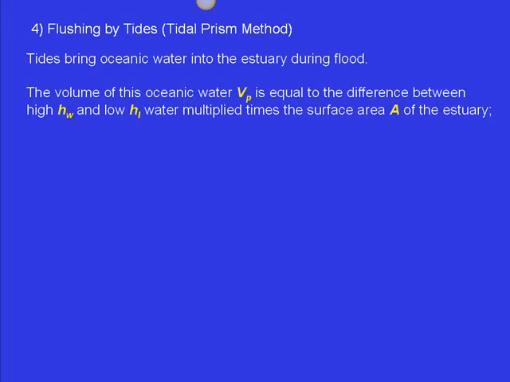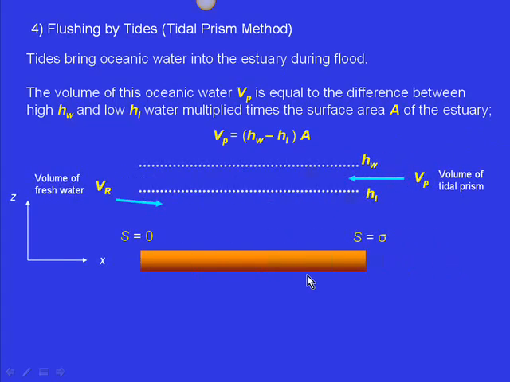So the greater the tidal range, the larger the tidal prism. Again, the tidal prism is a volume, and I have a diagram here. It's simply the difference between high water and low water multiplied times the horizontal surface area of the estuary. So there it is, the definition. Okay?